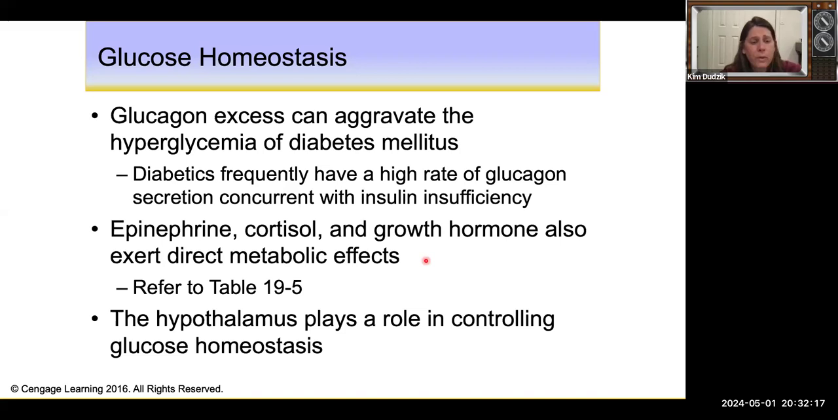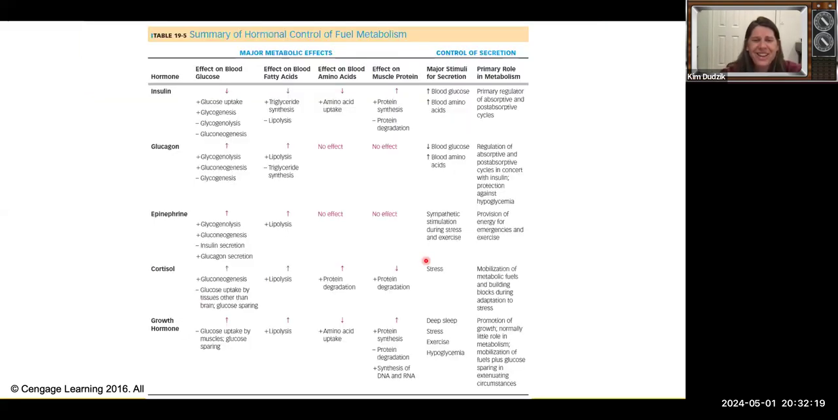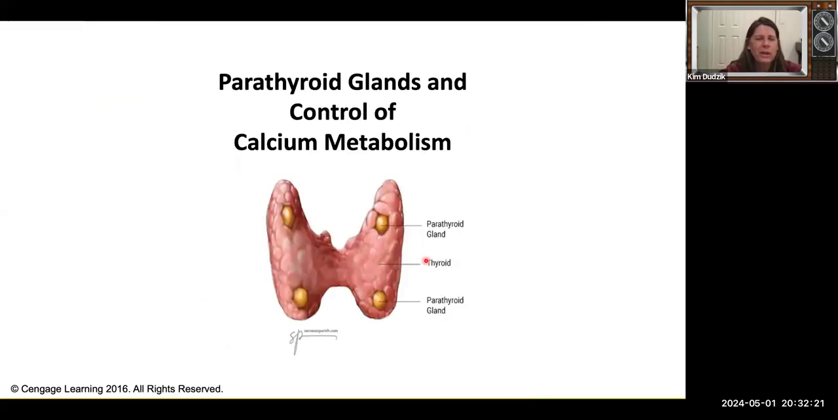Okay, that's it for the pancreas. So we want to move on to the parathyroid glands and how they control calcium metabolism, right?